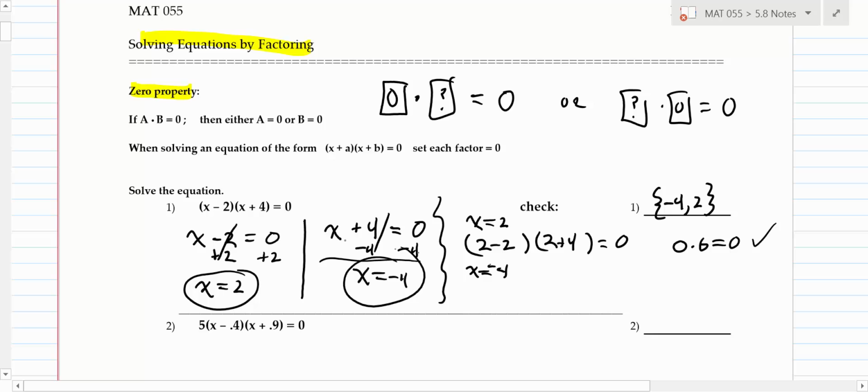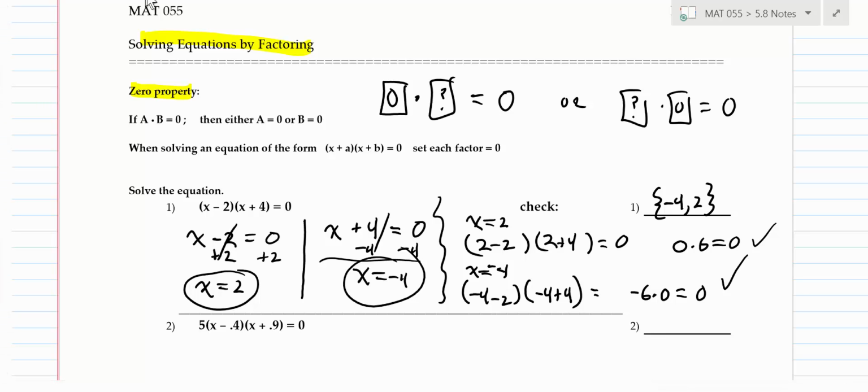Okay. Now let's check x equals -4. Again, if x is -4, just go back to the original equation. Everywhere you see an x, replace it with -4. So that would be -4 minus 2 times -4 plus 4 like that. Well, what do you have? You have -6 times 0, which is also 0. You see what I mean?